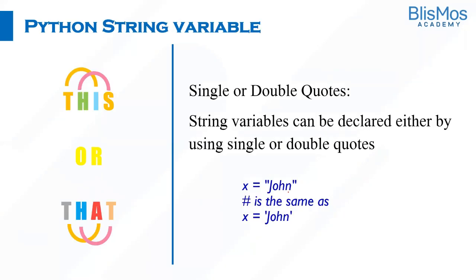If you want to declare a string variable, all you got to do is declare or assign a value with double quotes or even single quotes. Both of these would be inferred as a string by Python.